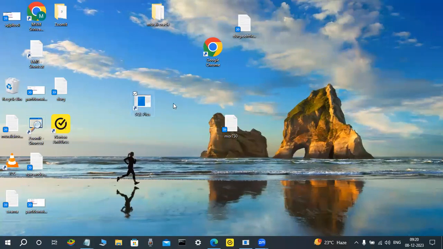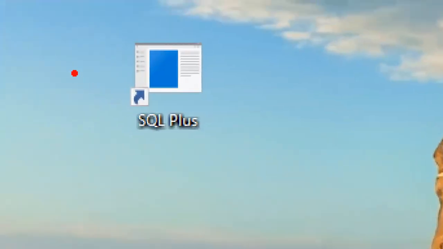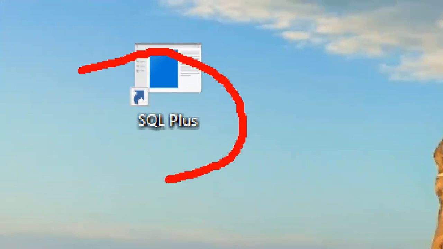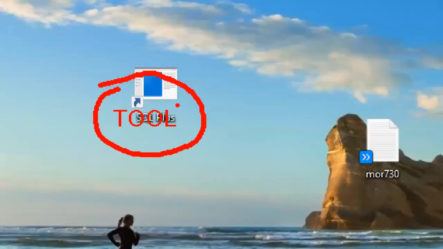Whenever I'm installing Oracle software, observe the screen here. What is this one? SQL Plus. In my screen, only SQL Plus is there. Anybody have an idea? Once you also install Oracle software, this is automatically created. One fellow is telling, Murali sir, this is a tool. Correct, really correct. This is a client tool or query tool.